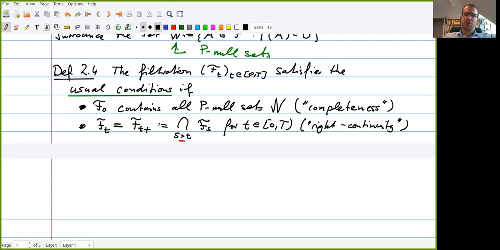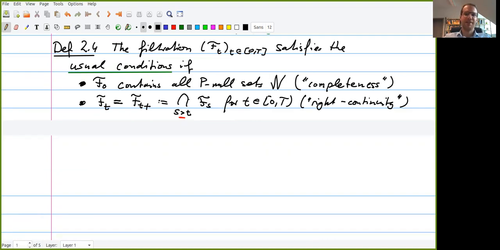Of course, this is in general not true. So for a general stochastic process, completeness and right continuity are really different assumptions, and you need to make both in order to have a nice life with the filtration.